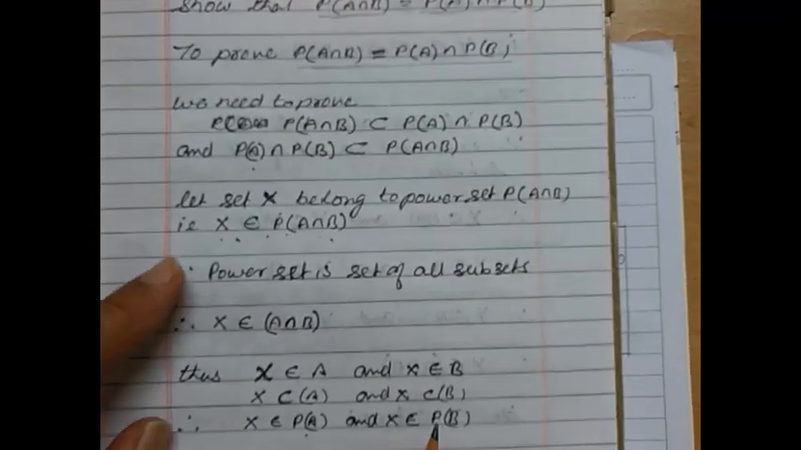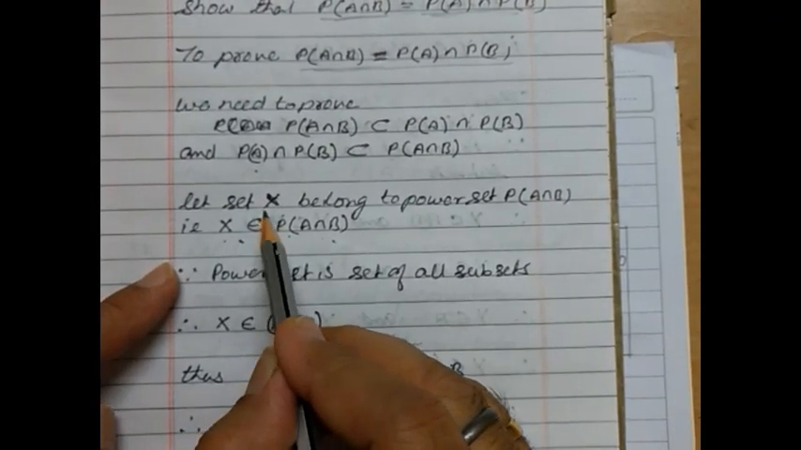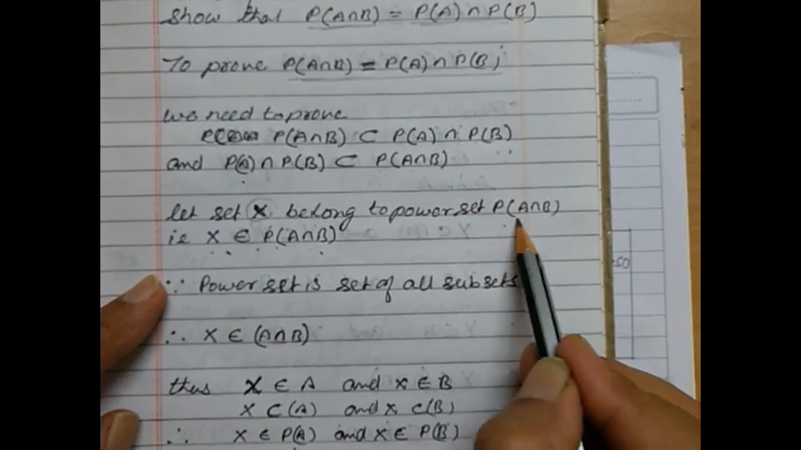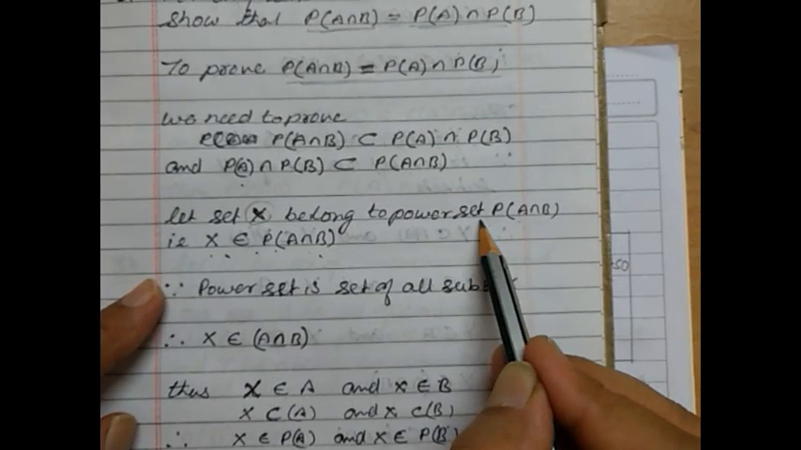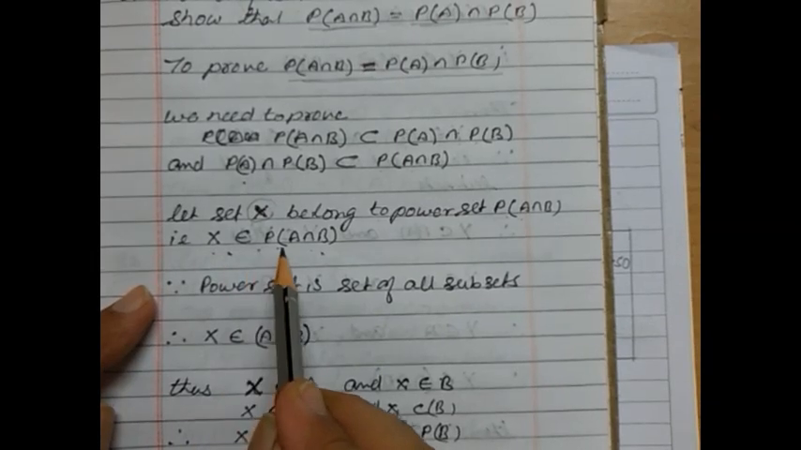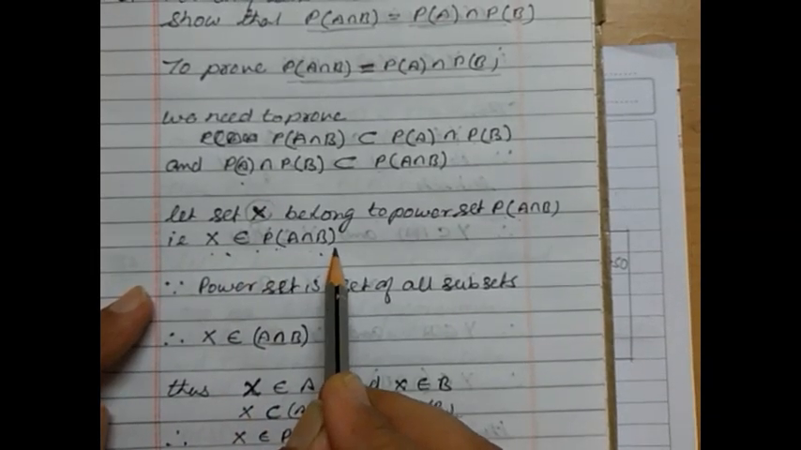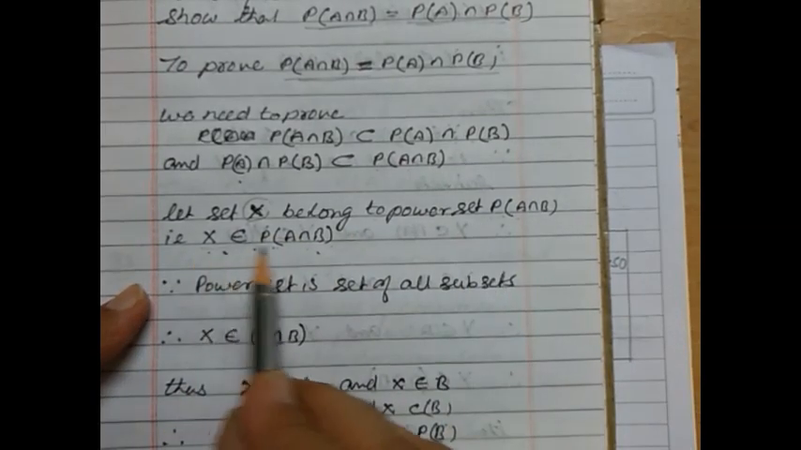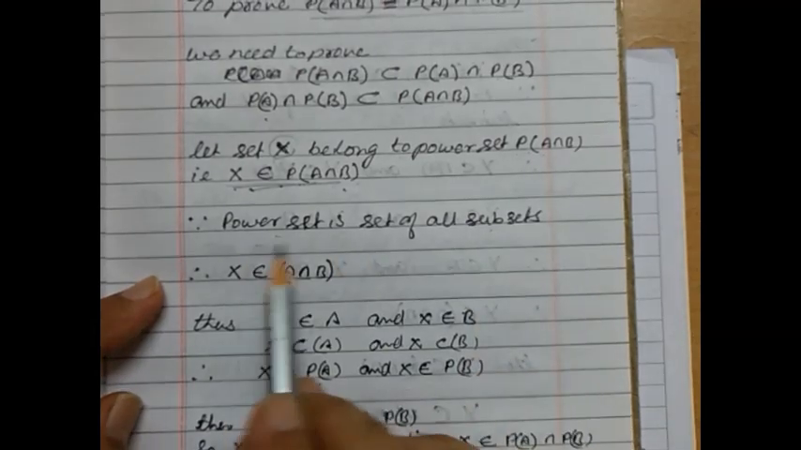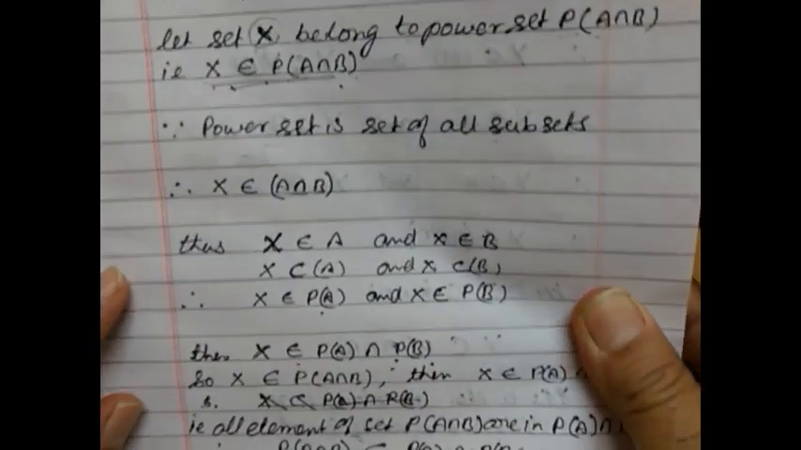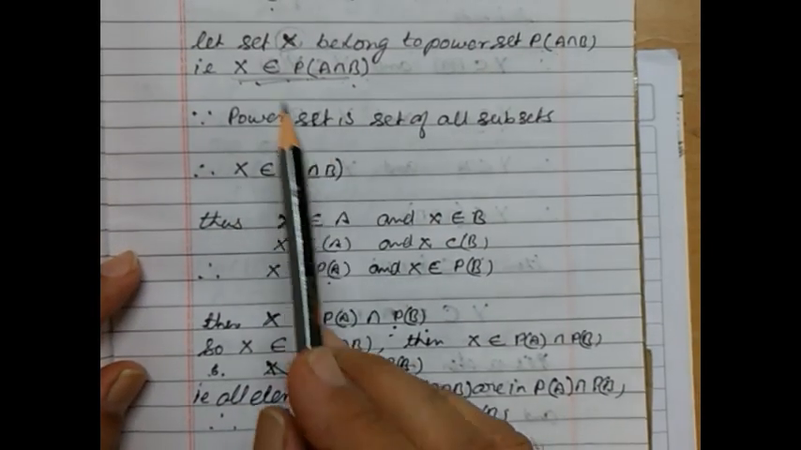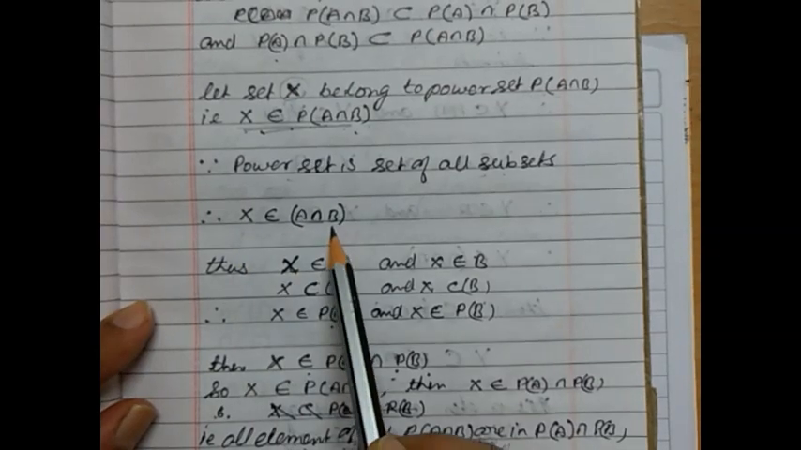Now here we consider a set X. We are considering set X, such that X belongs to the power set of A intersection B. Instead of writing power set, I say P. So X belongs to P of A intersection B, isn't it? Since the power set is a set of all subsets, we can say X is a subset of A intersection B, isn't it?